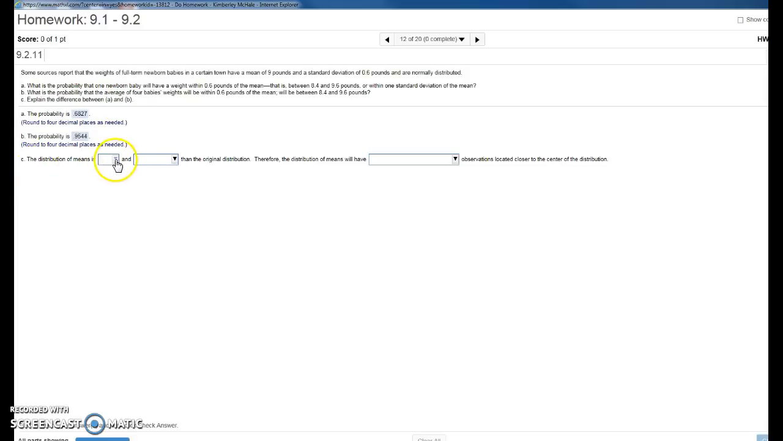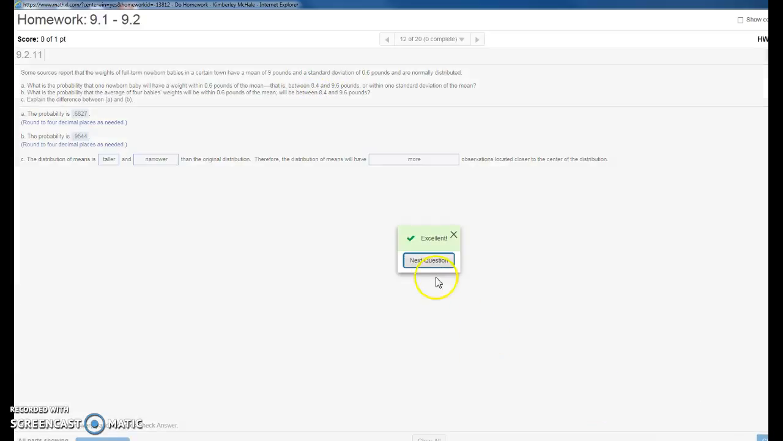The distribution of the means is taller and narrower than the original distribution. Therefore, the distributions of means will have more observations located closer to the center. And that's why I had 95% of the observations there instead of 68%. And that is how you would do that problem.